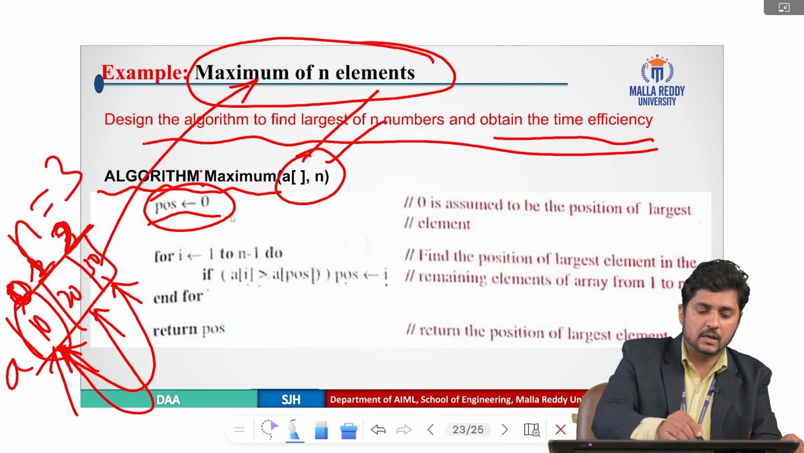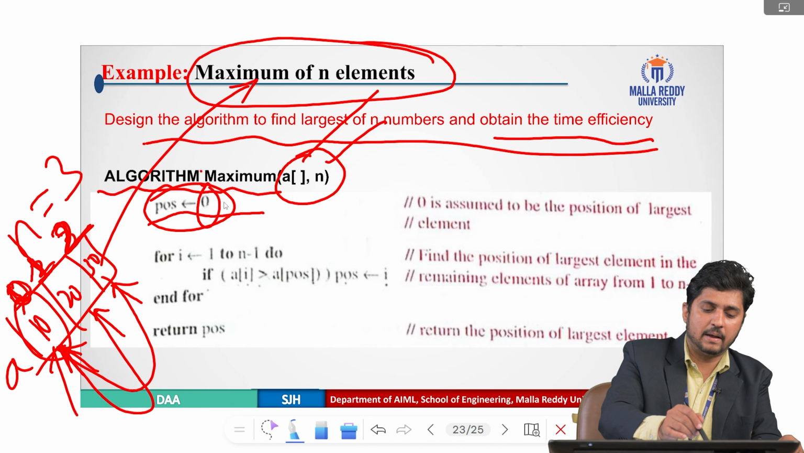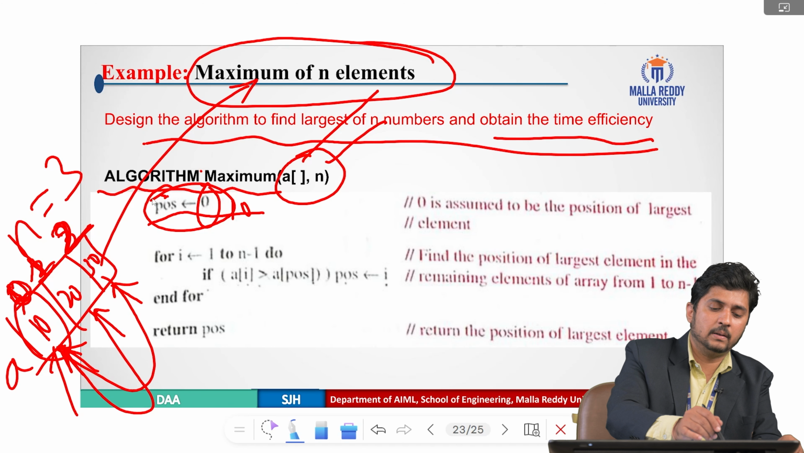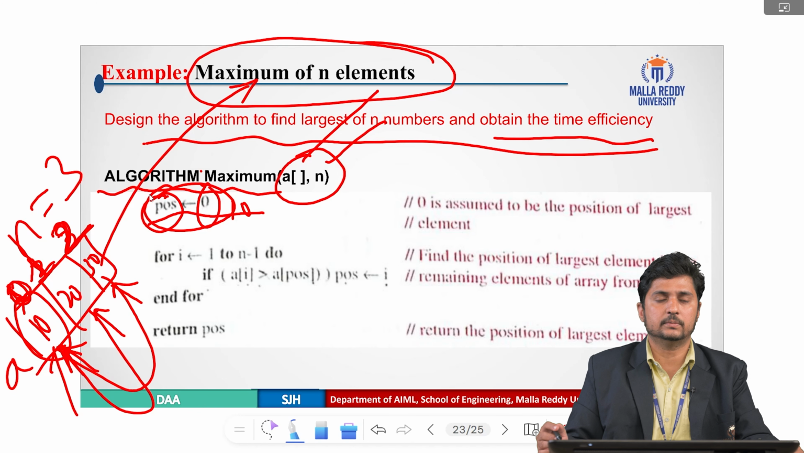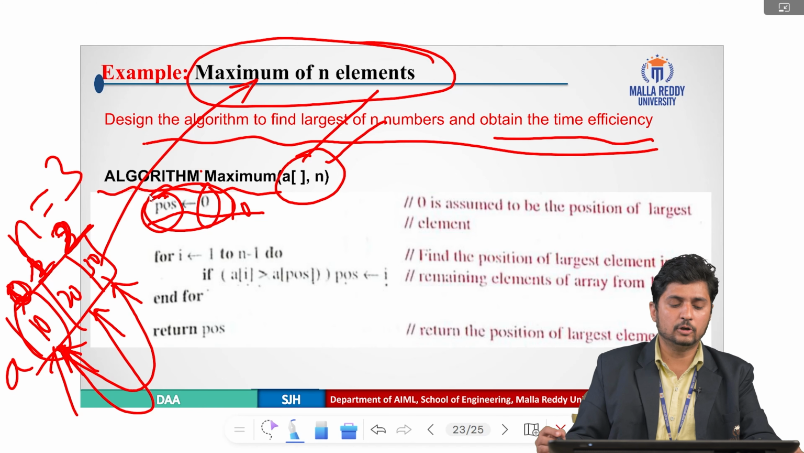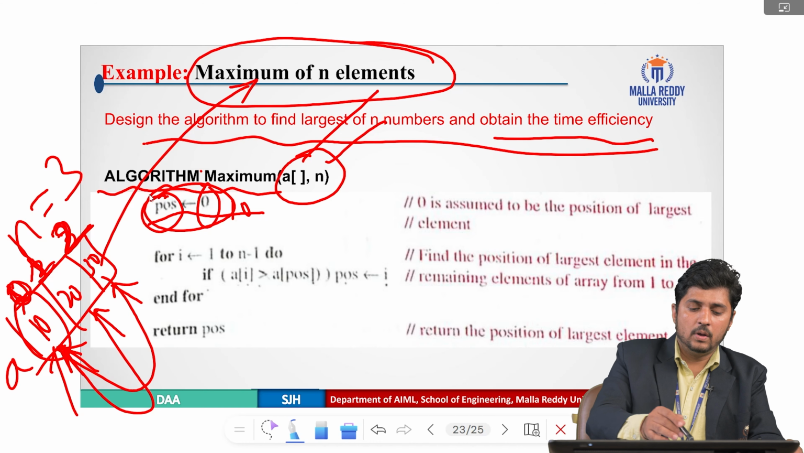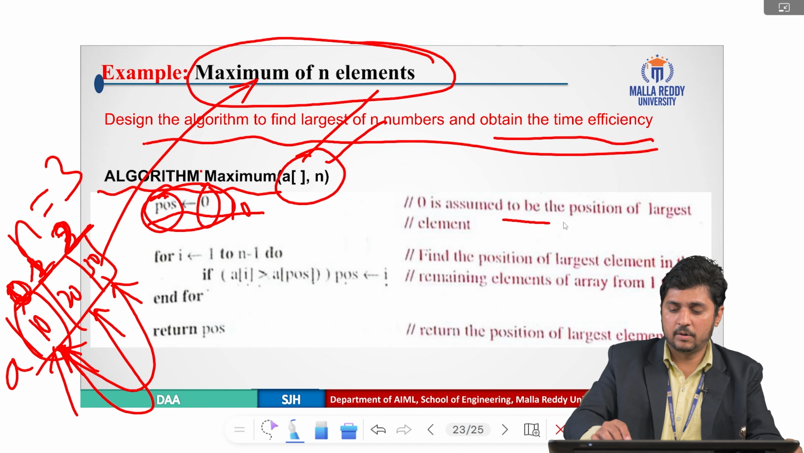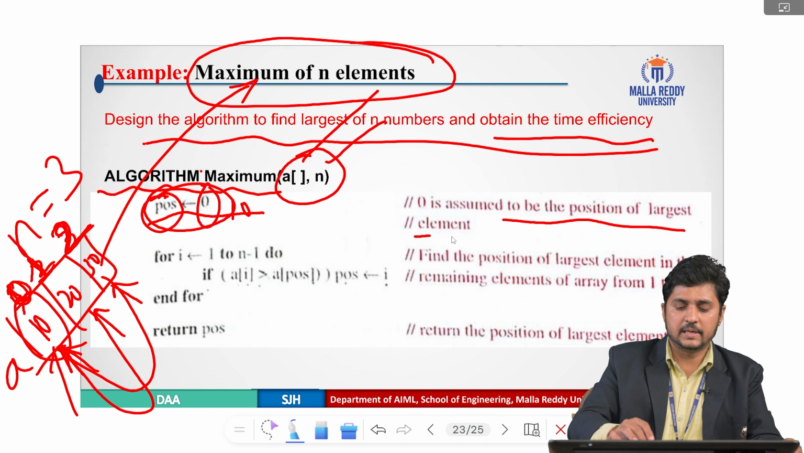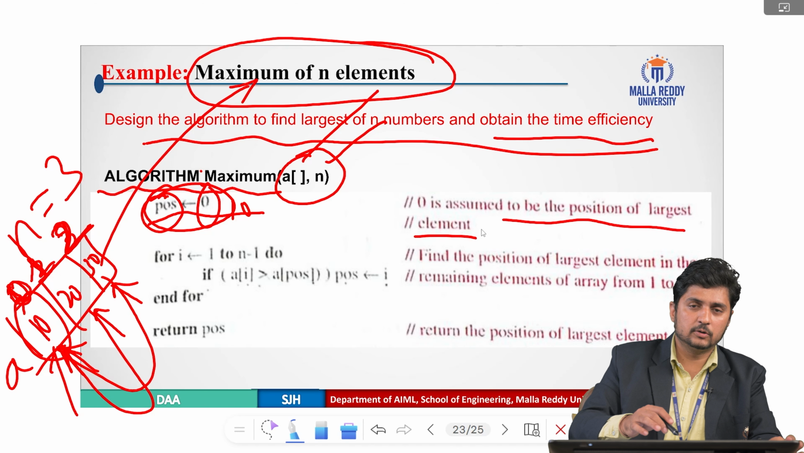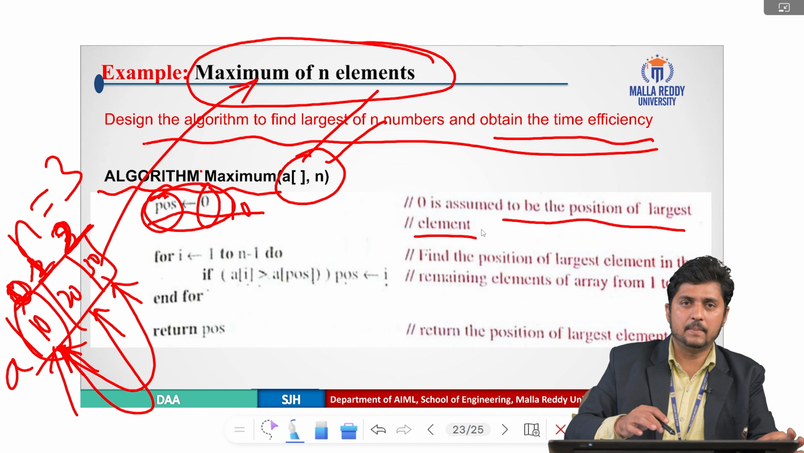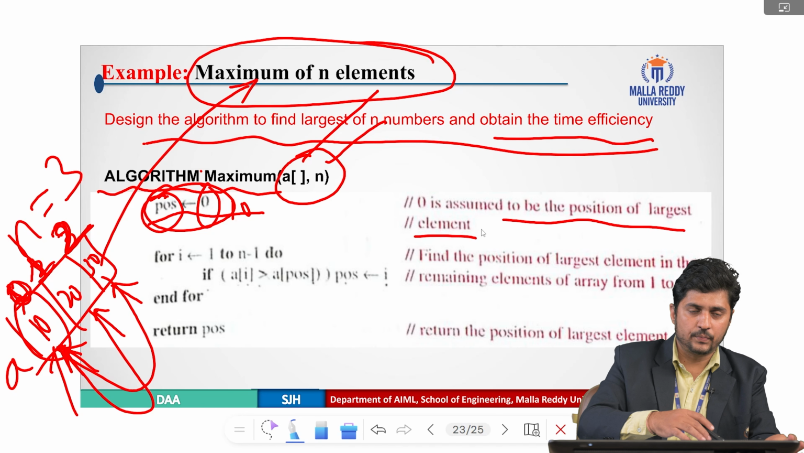For that reason, in our algorithm, we write the 0th index, whatever it has, that is 10, and we store it as a position. In short, we have written it as POS. Now, this is our assumption: 0 is assumed to be the position of the largest element. Once we assume the 0th element, that means 10 is the largest element, but in reality that is not true.